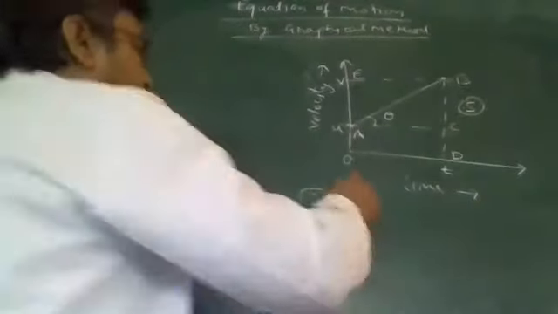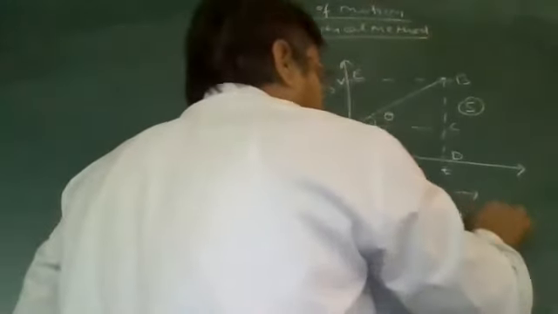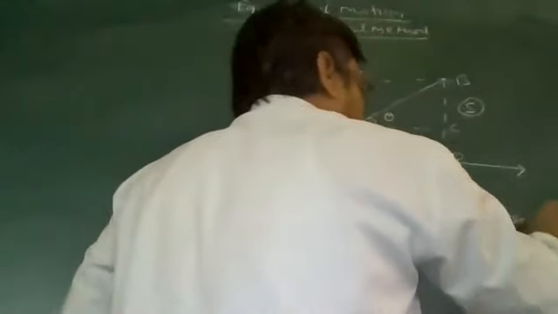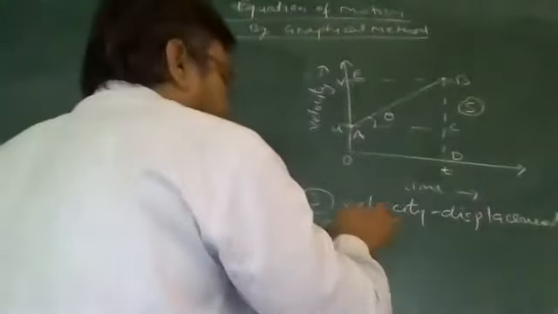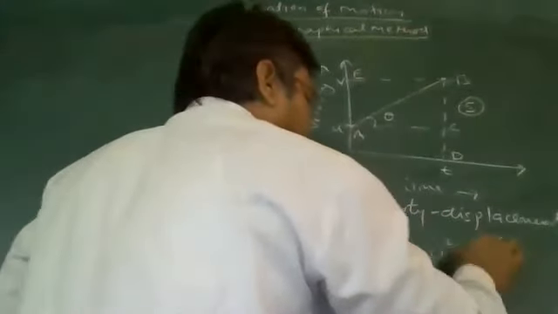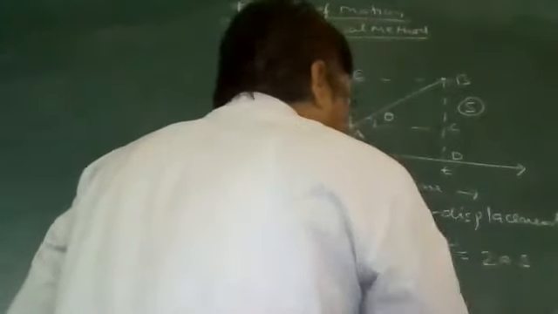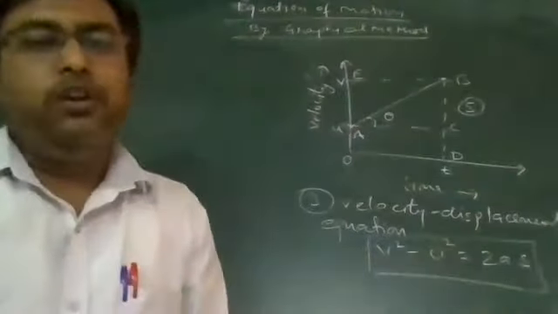Third equation of motion, that I will call the velocity displacement relation, the velocity displacement equation. And what is the velocity displacement equation? That is V square minus U square is equal to 2AS. That I need to calculate here.